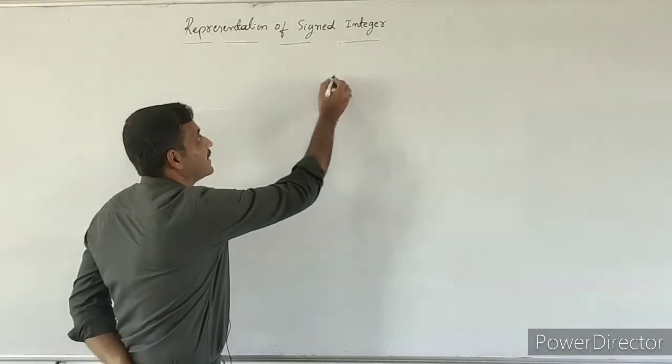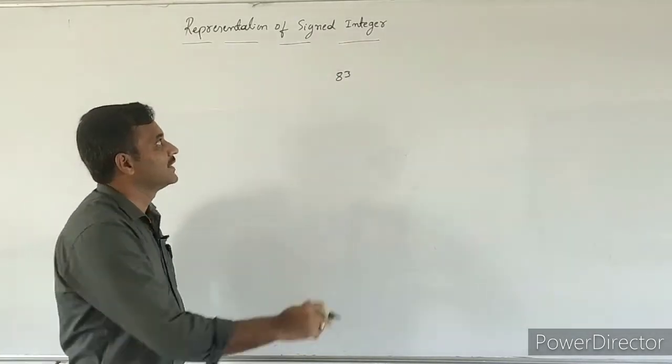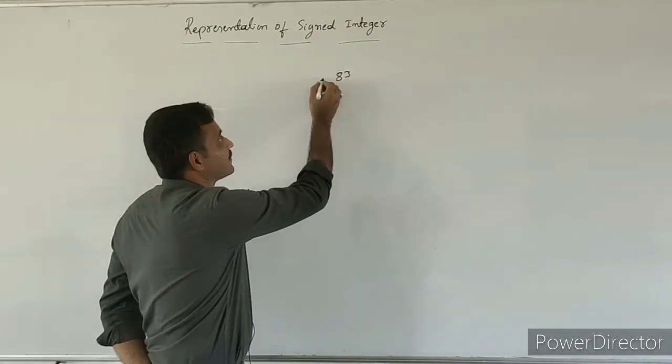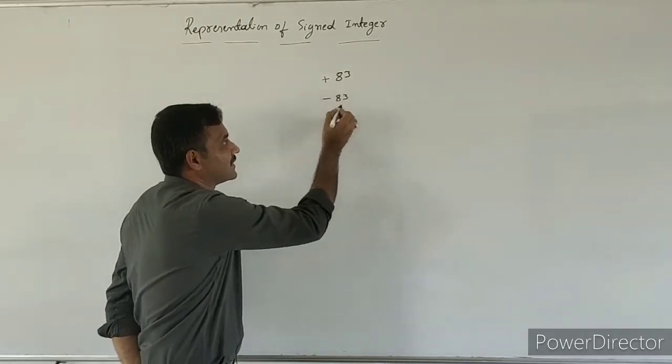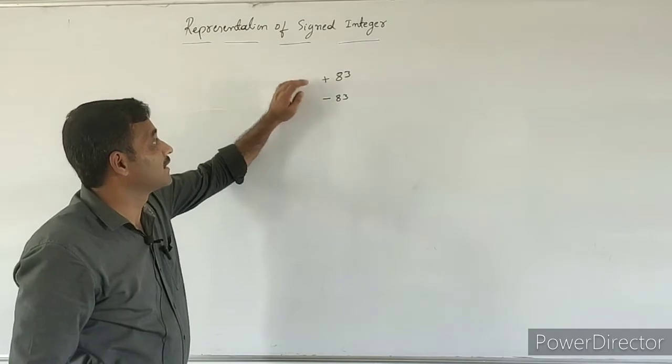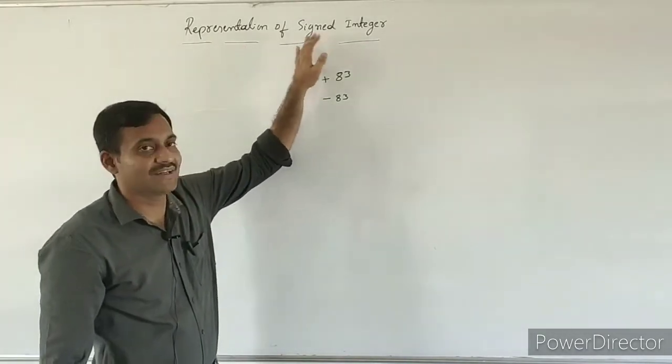For example, 83 is a decimal number. If it is a signed integer, we write either positive 83 or negative 83. This concept is discussed along with binary numbers, that is, the representation of signed integers.